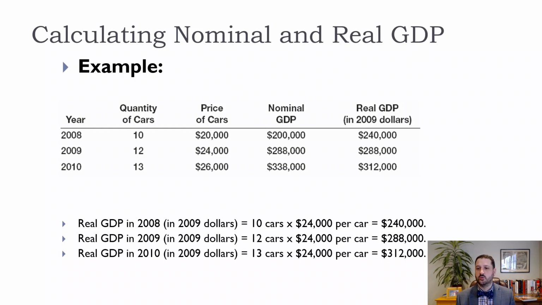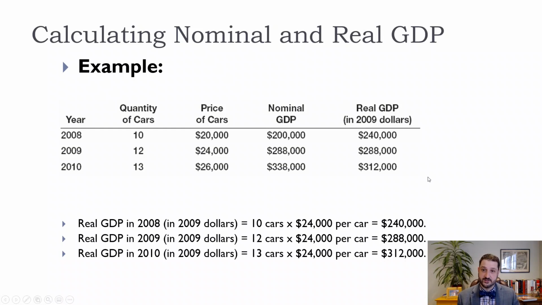And so what we do with real GDP is that we choose a base year. And in this case, we're going to choose 2009 as our base year. And then we just use that price. And so real GDP then in 2008, we use 2008 quantity, that's 10, and the 2009 price, that's 24,000. So 10 times 24,000 is 240,000. That's real GDP in 2008. 2009 isn't going to change because we're already using 2009 prices. So 12 times 24,000, still 288,000. And then in 2010, we have 13 cars. We still use the 2009 price, 24,000, and we get 312,000. So now we can compare 240,000 to 312,000 as our actual growth in real GDP based on common prices.